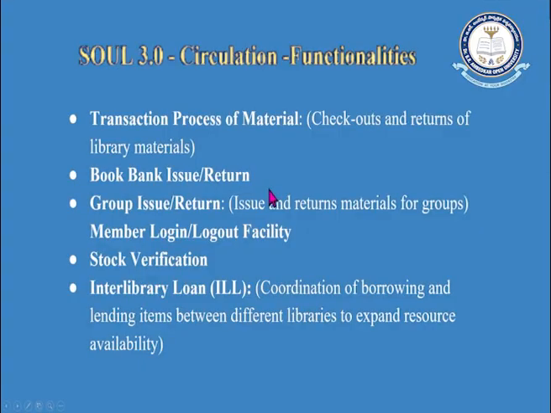The circulation functionalities are usually the transaction process of the material, that is checkouts and returns of library material, basically book issues and returns. And book bank issue: some university and college libraries have book funds, which are specially treated collections with a special category of issue and returns, and group issue and returns. Sometimes for project members or group members there will be a different kind of issue and return. Here member login and logout facilities will also be there.